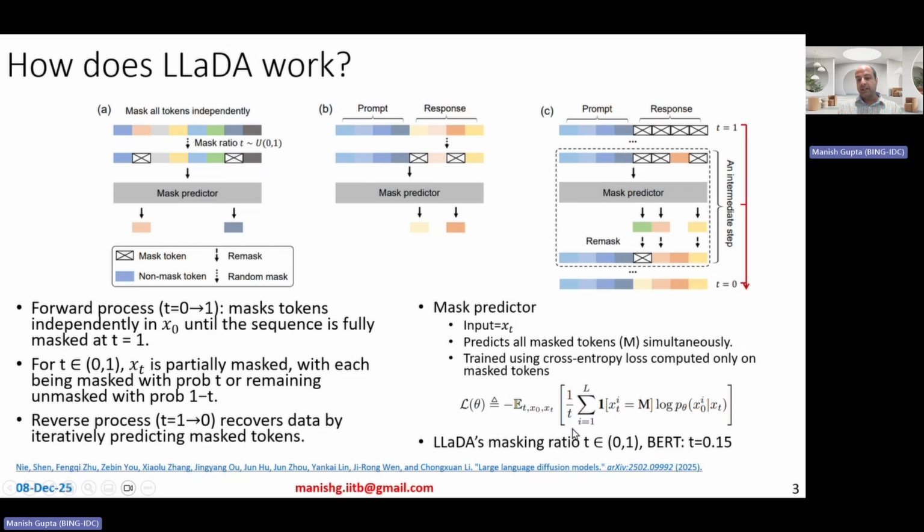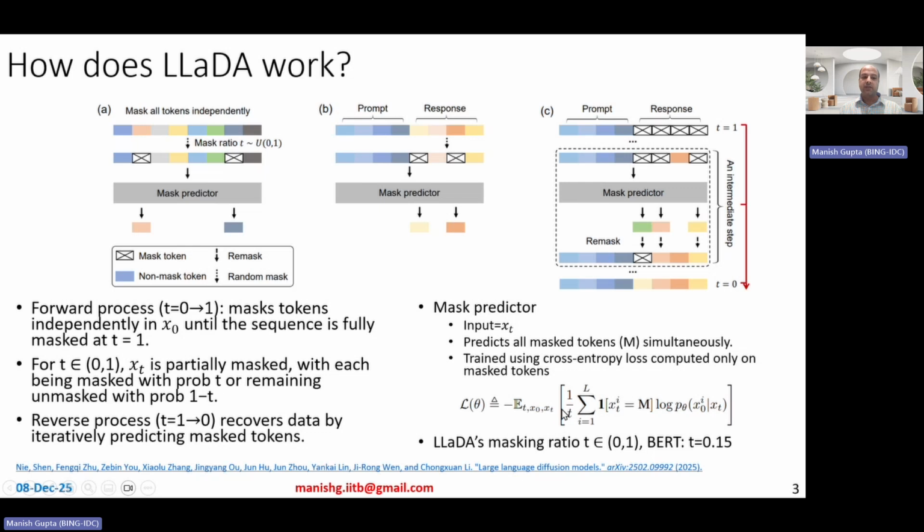And X0 of i is the ith position token in the original sequence. So this is trying to optimize the cross entropy loss over all the sequence positions i equal to 1 to L, where L is the total number of tokens. However, it only applies to masked tokens using this indicator function. So only if this particular token was masked, you use this cross entropy loss, obviously over the entire vocabulary, and try to minimize the loss. That's how the expectation is computed.